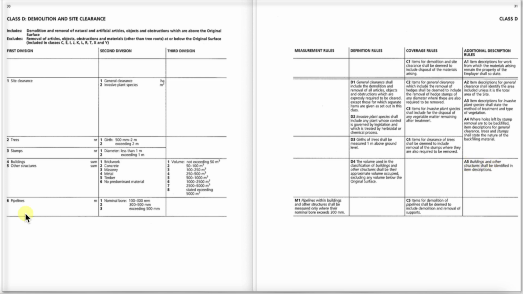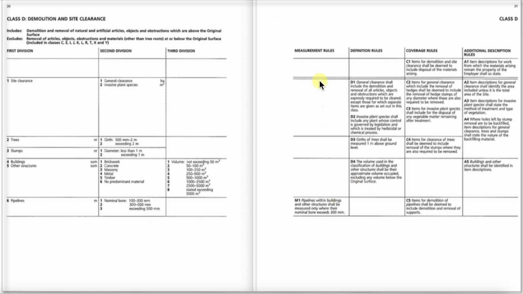And lastly, Class D, we have pipelines, number 6, it's measured in metres, that's linear metres, and we define it by its nominal bore, that's the internal diameter of the pipe itself, between 100 and 300, 300 to 500, or exceeding 500.